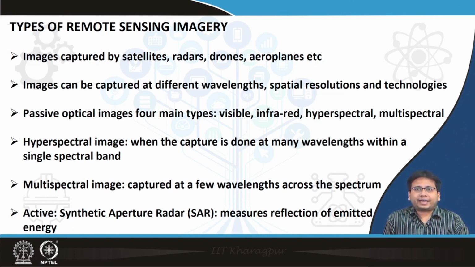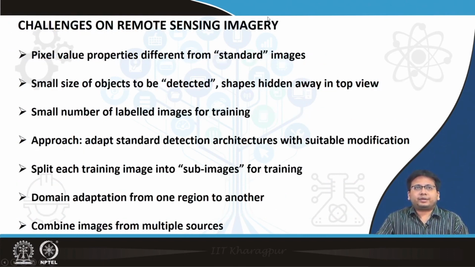Now there is something called active sensing also, active in the sense that the device actually sends some signal and then measures how much of that signal is reflected. So in the passive case, the device does not send any signal, it merely tries to capture whatever light etc. is reaching it. In active sensing, there is this synthetic aperture radar or SAR technology, which basically measures the reflection of the emitted energy.